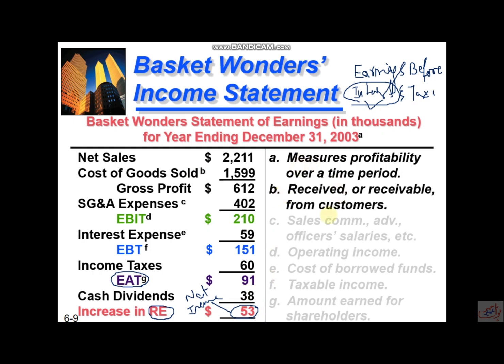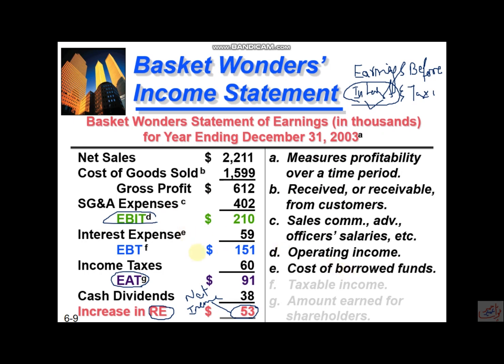Then receivables, or receivable from customers, then sales, commission, advertisement, office salaries, etc. And operating income. What is this? EBIT is your operating income. Okay. Then the cost of borrowed funds is known as interest expense. Borrowed funds, we have to pay interest on loans. Okay, long-term loans are also known as borrowed funds. Then we have taxable income. The taxable income is this, earnings before tax, and we apply the tax rate, and after that we get earnings after tax, which is also known as the amount earned for shareholders.